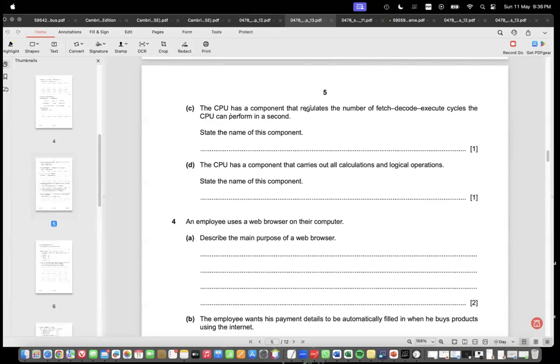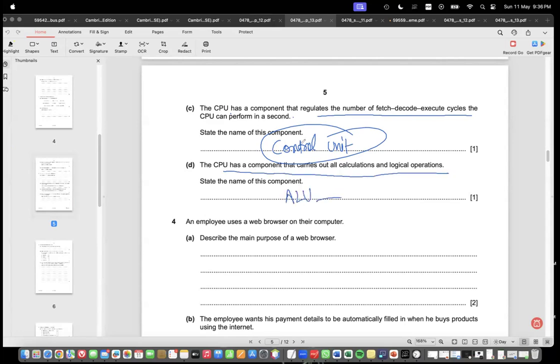The CPU has a component that regulates the fetch-decode-execute cycle. So again, the control unit. The control unit is responsible for regulating the instructions. The CPU has a component that carries out all calculations, meaning the arithmetic and logic unit.